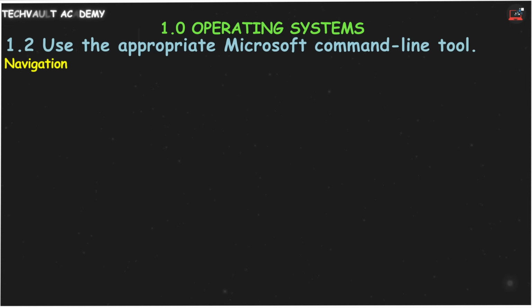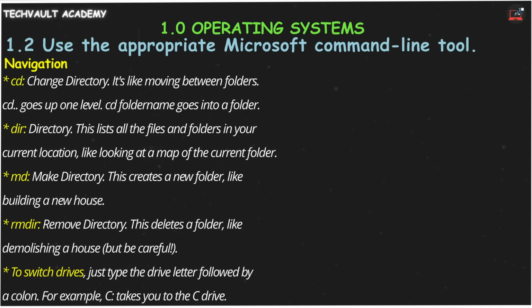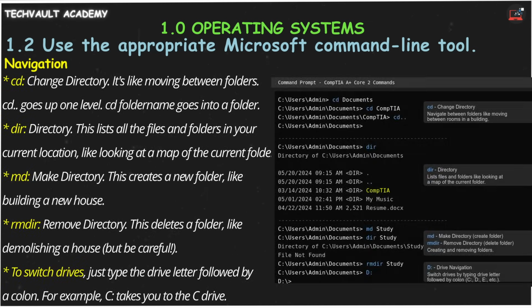Let's start with navigation. These are like your basic directions: CD, change directory. It's like moving between folders. CD .. goes up one level. CD folder name goes into a folder. DIR, directory. This lists all the files and folders in your current location, like looking at a map of the current folder. MD, make directory. This creates a new folder, like building a new house. RMDIR, remove directory. This deletes a folder, like demolishing a house, but be careful.